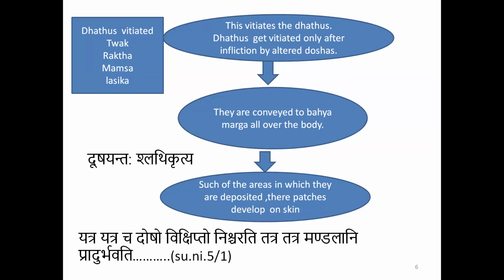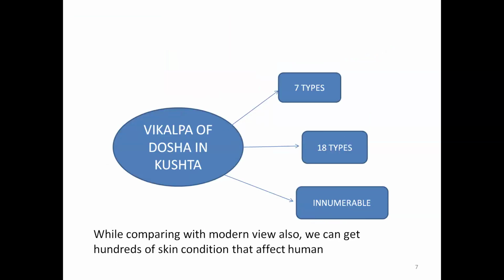Due to Ahara Viharas, Doshadushti or Rasa Sanchaya may happen, and Srotho Vaigunya also may happen. At the same time, the predisposing factor of Karmaja Hetu already created some Srotho Vaigunya. Then the Vikalpa of Dosha in Kushta is very, very important. Seven types of Mahakushta are explained, and 11 types of Kshudra Kushtas are explained. Total 18 types of Kushtas are explained only for academic purpose.